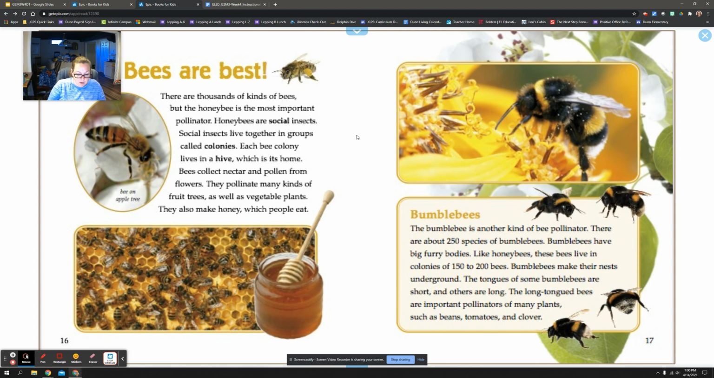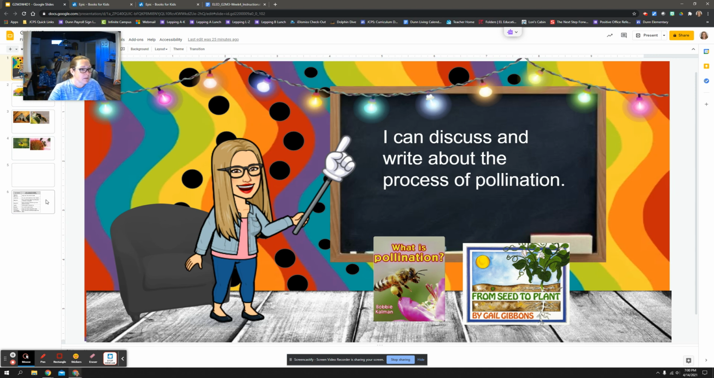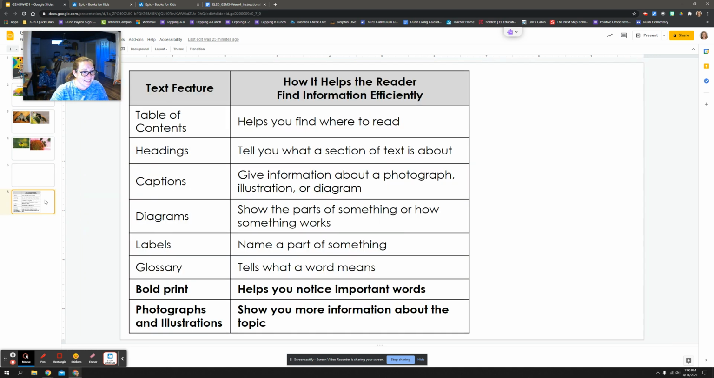Okay, so the next part of your work today, now that we've read through these pages, and this book is on Epic, and I'm going to put the link to this book in this assignment also, so you can either go back and listen to me reread to find information, or you can just look yourself on Epic. But we need to remember our text features that we've been studying, because we're going to be using these things to help us find information today.